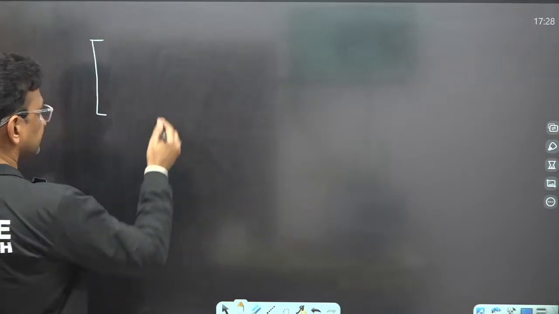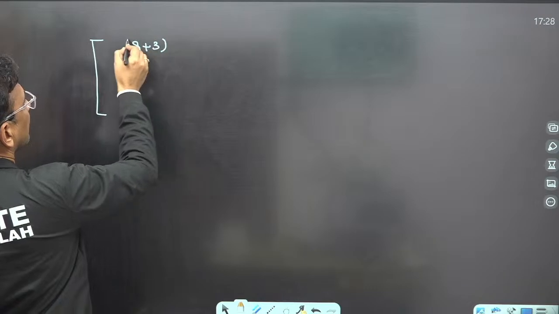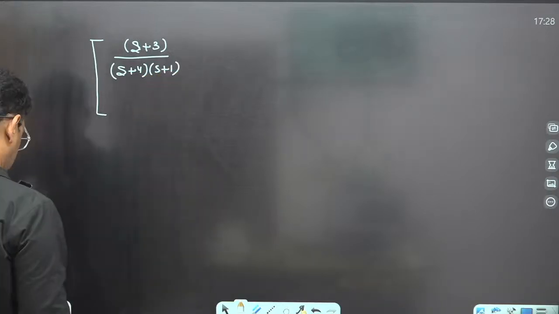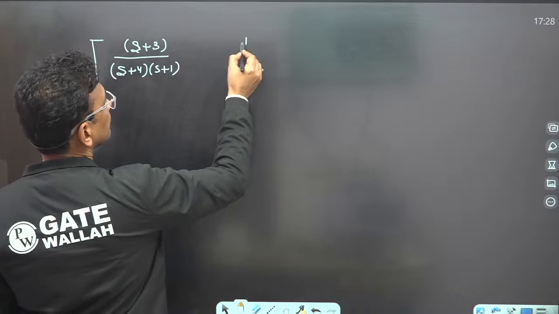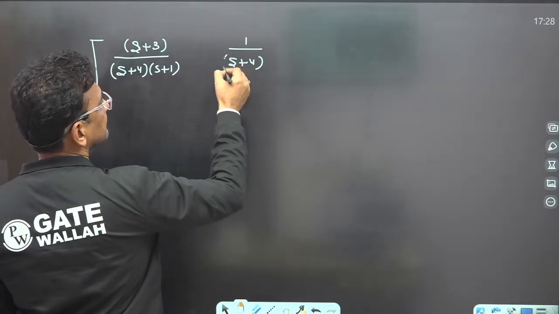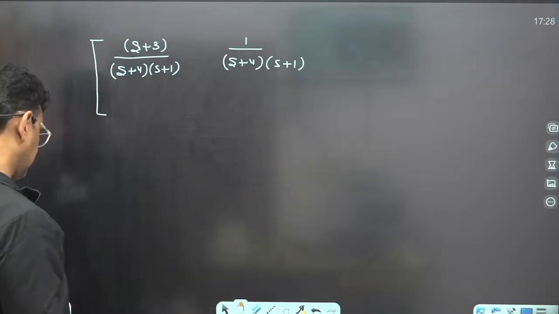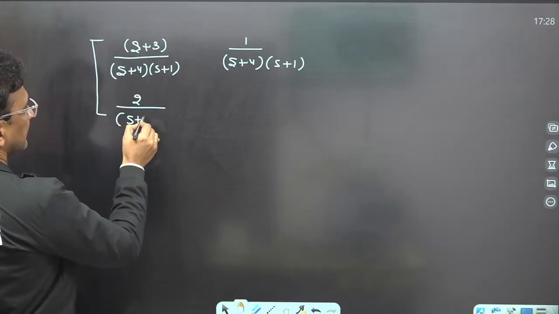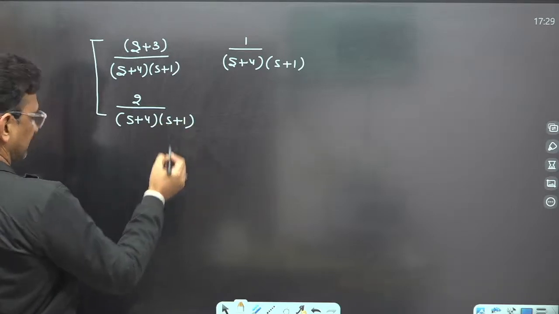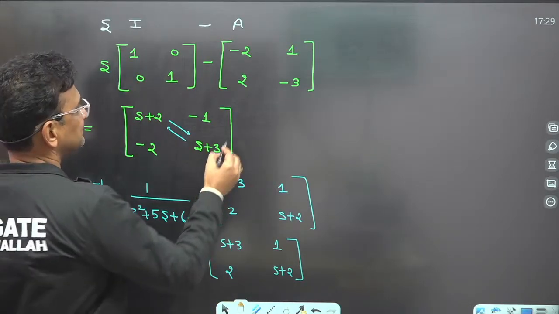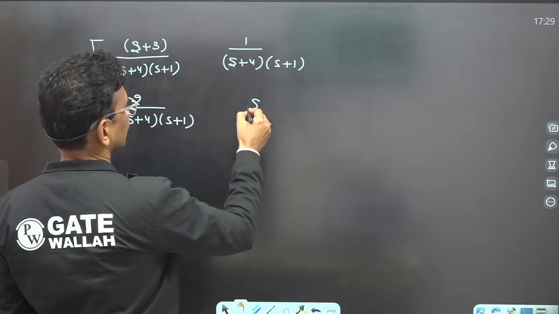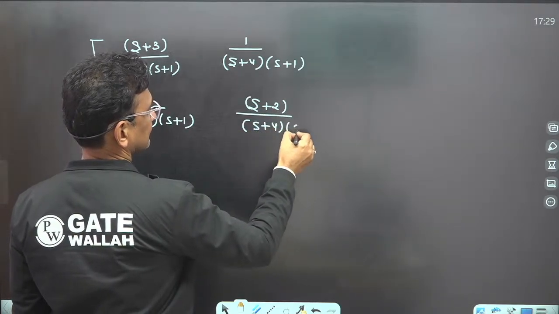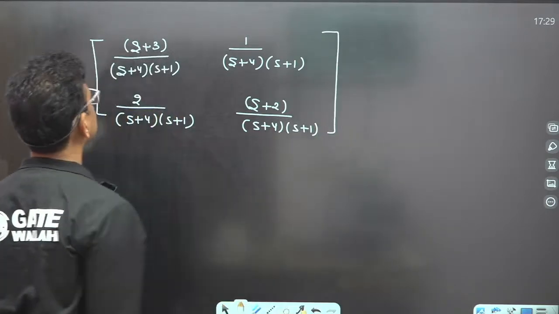s plus 3 upon s plus 4, s plus 1, 1 upon s plus 4, s plus 1, 2 upon s plus 4, s plus 1, s plus 2 upon s plus 4, s plus 1. This is my phi(s).